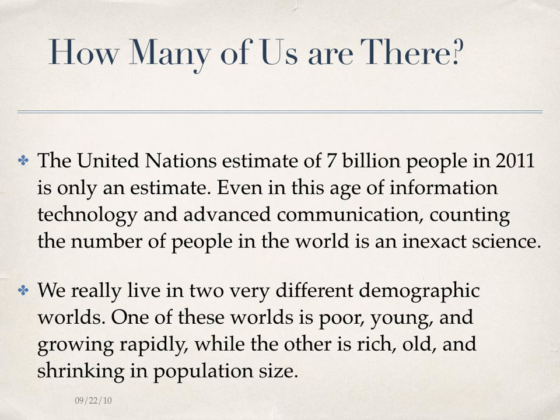The United Nations estimate of 7 billion people in 2011 is only an estimate. Even in this age of information technology and advanced communication, counting the number of people in the world is an inexact science. Some countries never have taken a census, and some that have been done may not be accurate. Governments overstate or understate the populations to make their countries appear larger and more important, or smaller and more stable than they really are. Some individuals, especially if they are homeless, refugees, or illegal aliens, may not want to be counted or identified.